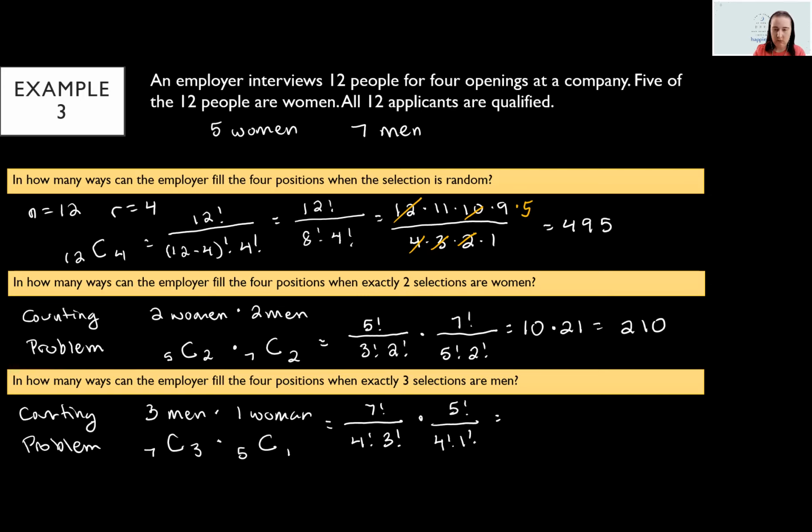So you just stick this on the calculator. 7 choose 3 gives us 35. And then 5 choose 1 will give you 5. So 35 times 5, you get 175. So there are 175 ways that the employer can fill those 4 positions if the employer specifically wants 3 of them to be men.